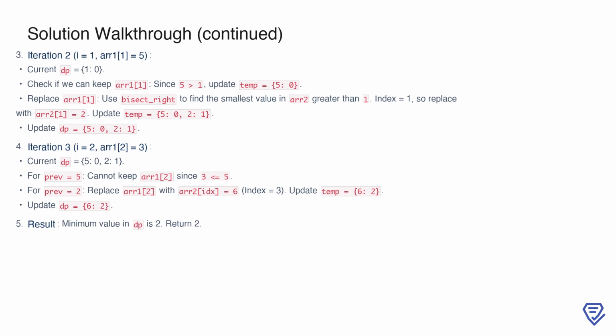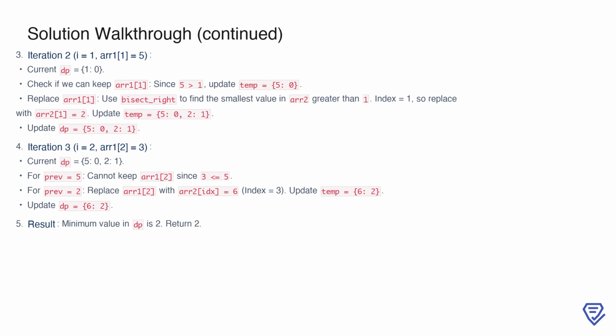Next, we consider replacing 5. Using bisect_right, we find the smallest value in ARR2 greater than 1, which is ARR2[1], or 2. Replacing ARR1[1] with 2 requires 1 operation, so we update temp to {5: 0, 2: 1}. After finishing this step, we update DP to {5: 0, 2: 1}.